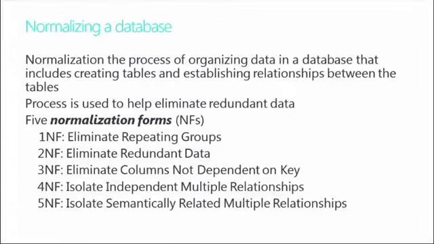By default, there are 5 normalization forms, as you can see here. One is eliminating repeating groups. Eliminating redundant data is number 2. And the third level is eliminating columns that are not dependent on the key. We'll introduce what that means in just a little bit. 4 and 5 are isolated independent multiple relationships and semantically related multiple relationships. We're not going to drill into those at all. I just want to show you that if you look up normalization, you're going to see 5 levels. Most databases are designed to 3, and that's what we're going to focus on here.